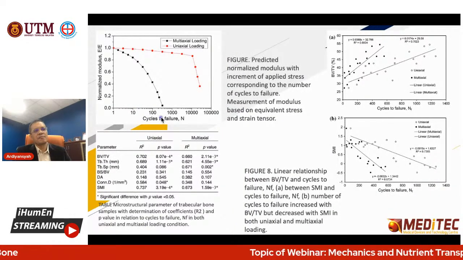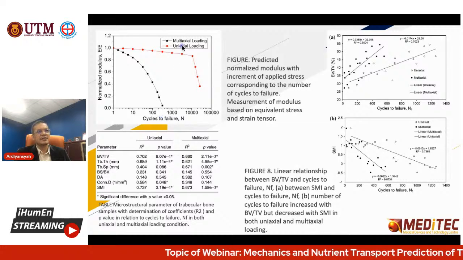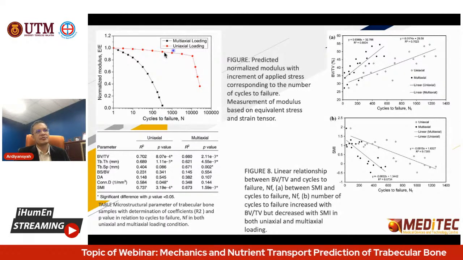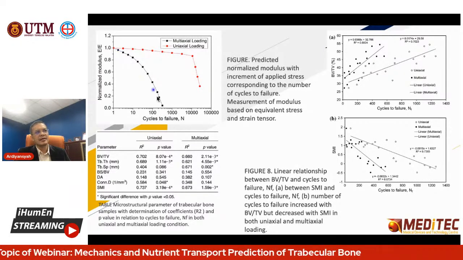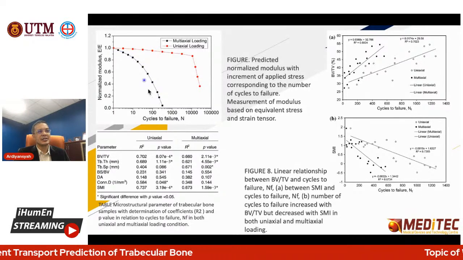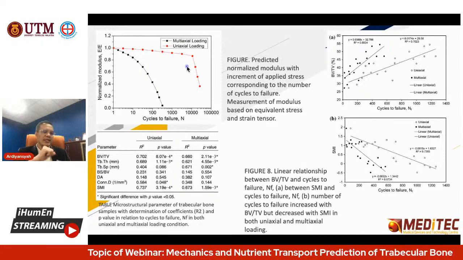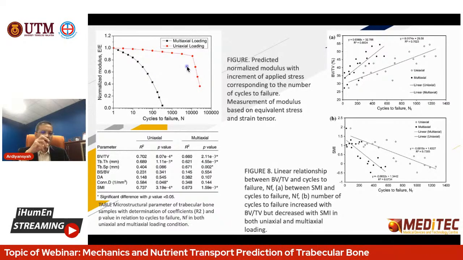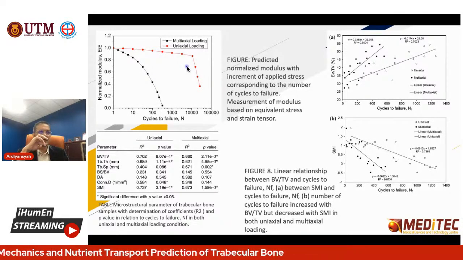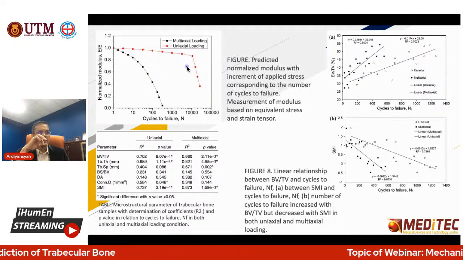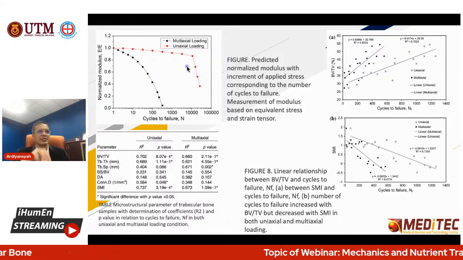Okay, this is another comparison, between multi-axial loading and uniaxial loading. If you see here, multi-axial loading degrades in strength really fast. That's why the failure is very fast compared with uniaxial. Multi-axial means you combine the loads, your torsional with the compression.